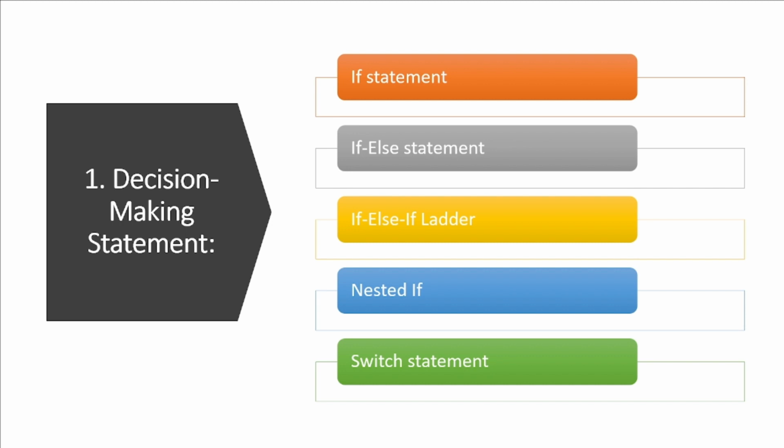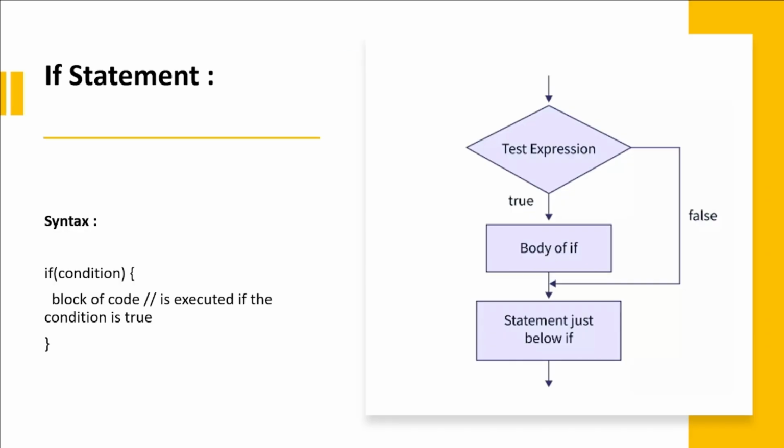If it is true, then the block of the code will be executed. So we have the if statement, if-else, if-else-if ladder, nested if, and switch statement. The if statement is the very basic, simple decision making statement, and it is used to decide whether a block of code should be executed based on the condition provided. When the condition provided is true, it will execute the body of if. If the condition provided is false, then it will skip the if block and execute the further code provided.